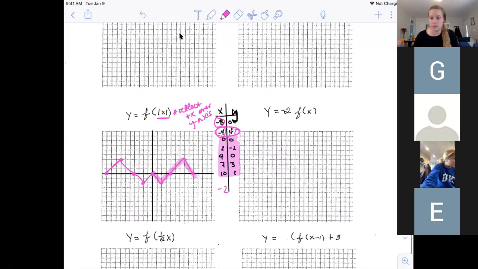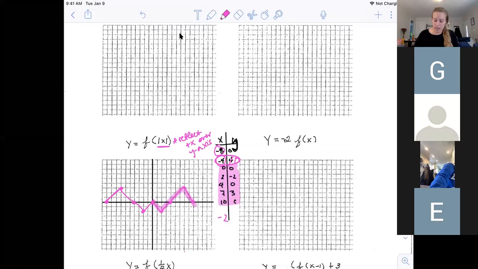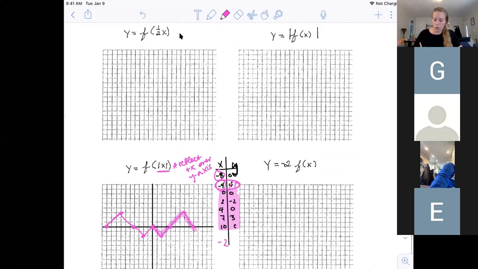I'm just gonna keep doing some. So let's do the one catty corner to it, the one that says y equals absolute value of f of x. Let's do another absolute value one, but this one's the absolute value of the y's. I think that one's easier. If we're doing the absolute value of the y's, then that means all of my y's must be positive. So anything that's negative, we're just gonna take off.